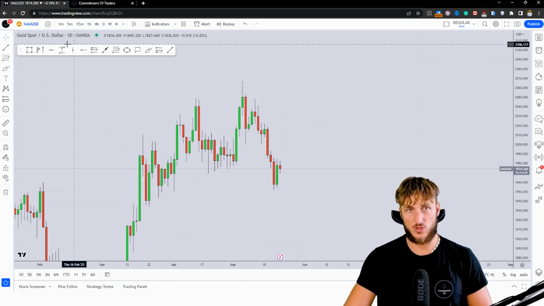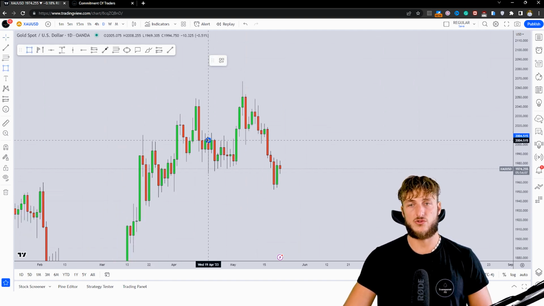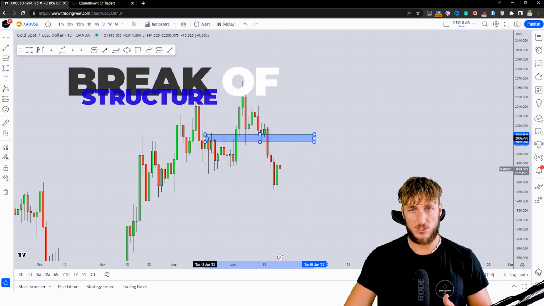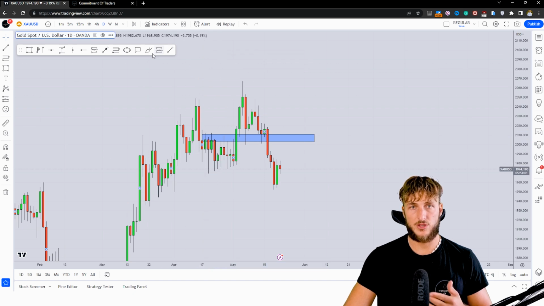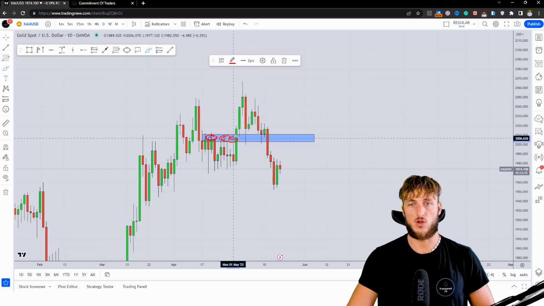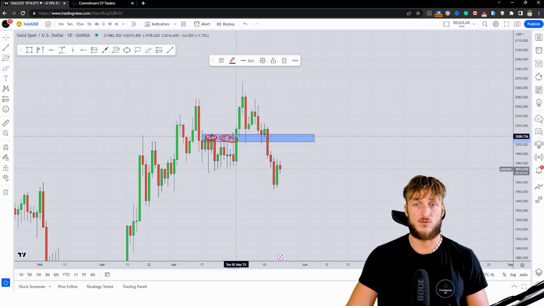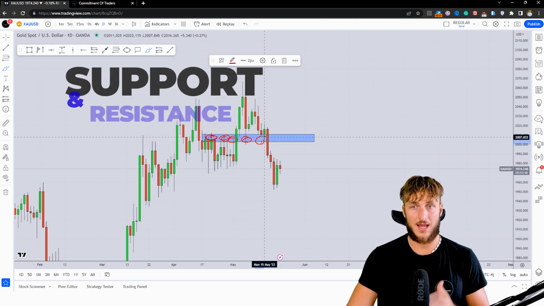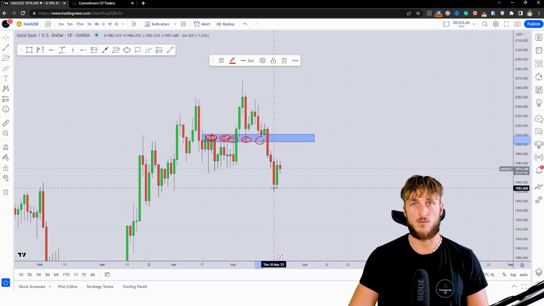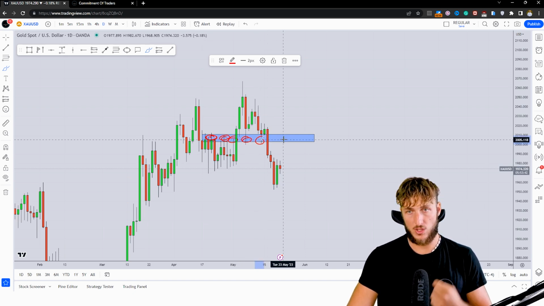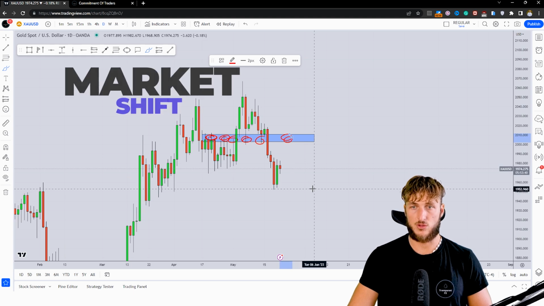Now, the first thing to keep in mind is that the daily structure is now broken to the downside. In fact, if we look closely, we can see how this was the level that was acting as previous daily resistance here, again here, and again here, which after the market broke it to the upside, shifted from being resistance to being support and acted as support also here. However, now that the market has broken below that zone, the daily structure is now turned bearish, and this previous support is now turned resistance.